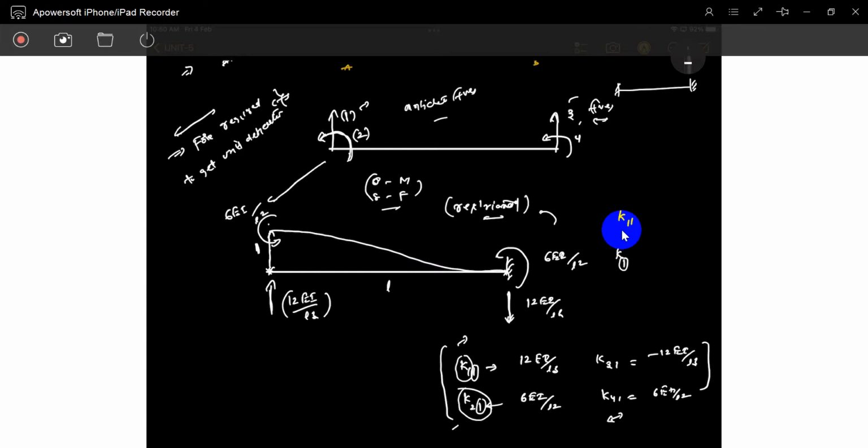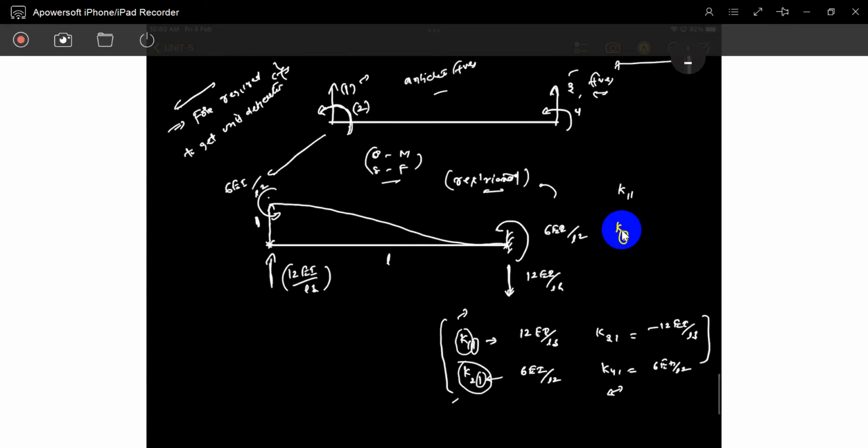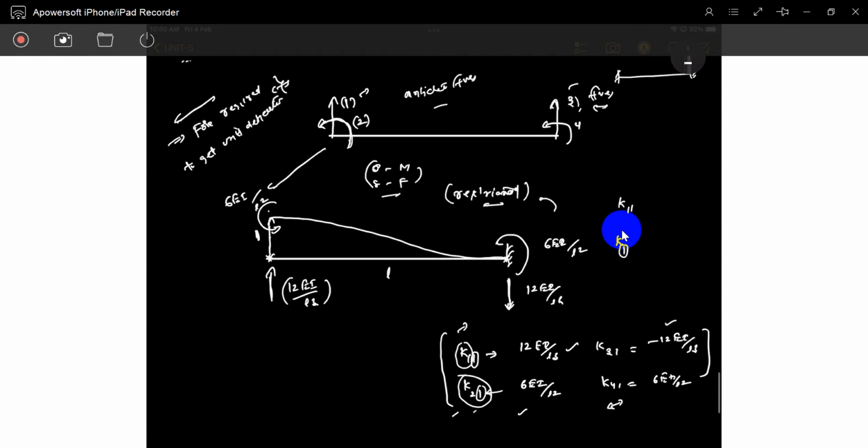I will continue here. For the unit deformation generated in the direction of 1, the force in the direction of 1 is 12EI by L cube. In the direction of 2, it is 6EI by L square. In the direction of 3, it is a vertical force, a vertical deformation, so it is 12EI by L cube. Fourth is 6EI by L square.